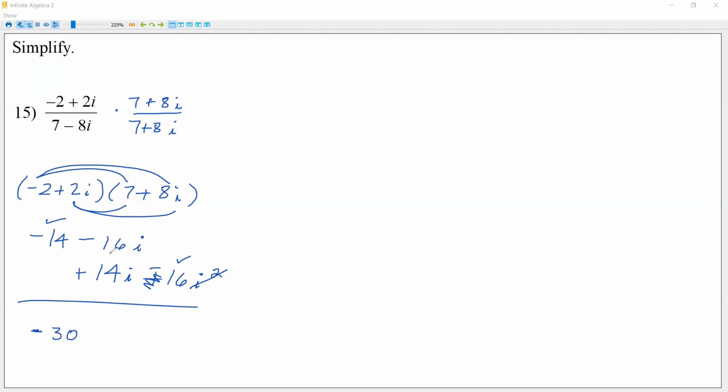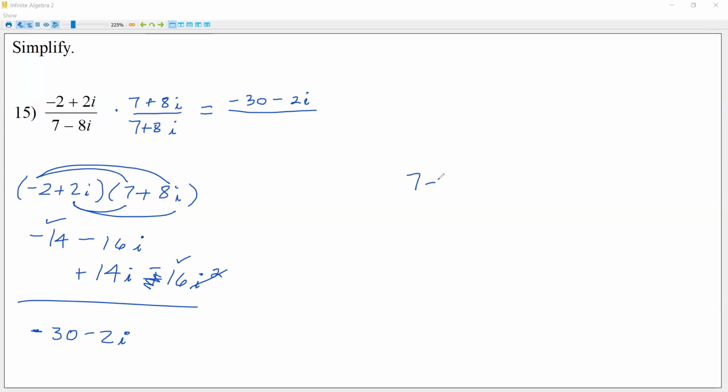And then I'm going to add these together. This was a positive, so -16 plus 14i, and those are both i terms. So that's -2i. All right, so I've got -30 minus 2i in the numerator, in the top. Okay, now we're ready to do the bottom of this.